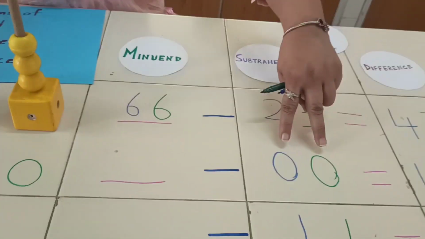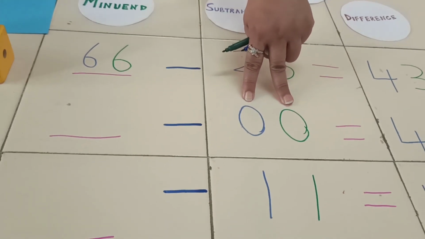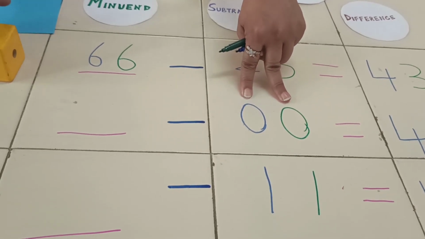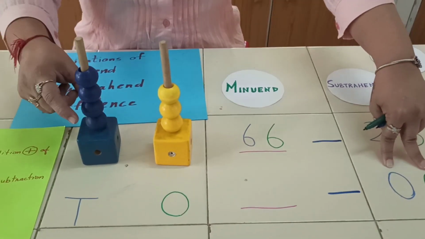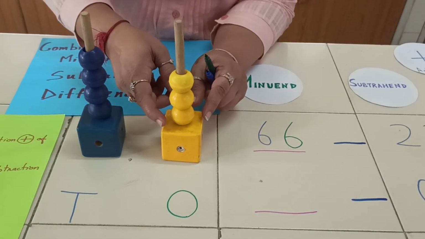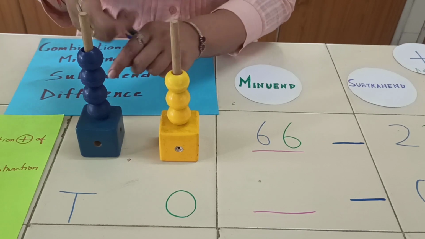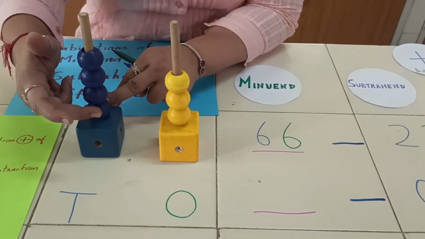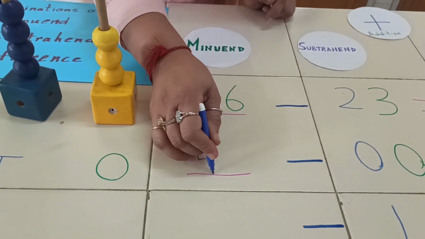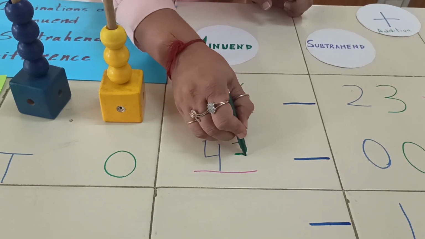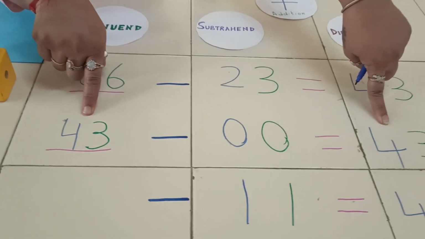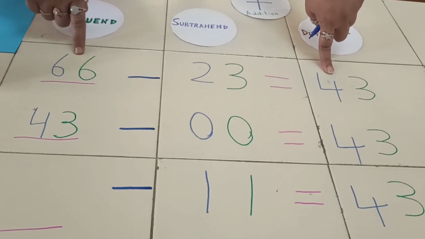Now I have to add the subtrahend to the difference. Here I can see it's 0. So that means in the ones place also I'm not going to add any beads, and in the tens place also I'm not going to add any beads. I'm going to count the number of beads left now. 1, 2, 3, and 1, 2, 3, 4. That means my answer here is 43. 43, 43. See, here it's equal. Earlier it was greater. The minuend is greater.